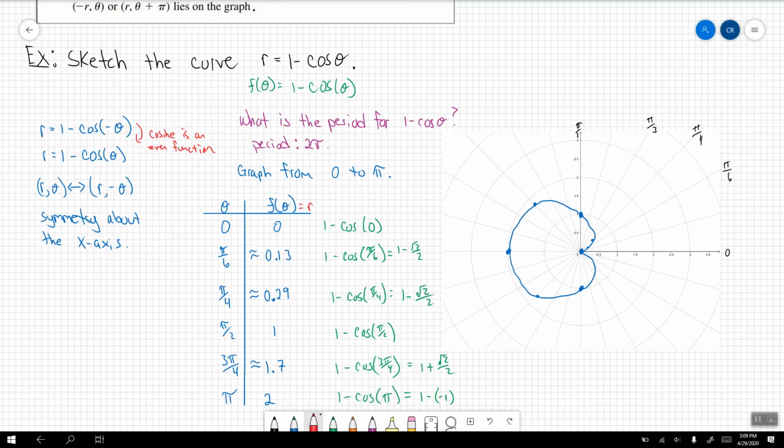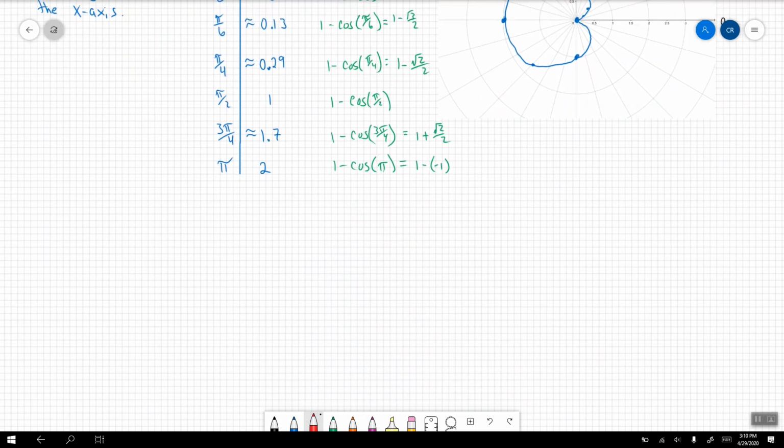All right, so the graph, wow, my writing is horrendous right now. So the graph, this one down here, is called a cardioid. All right, so here we have a cardioid. Nice. So let's try a different example now.